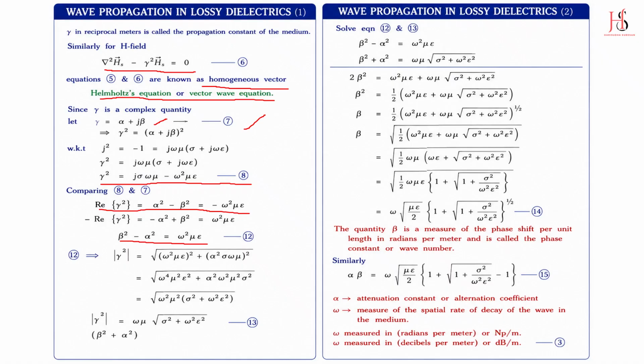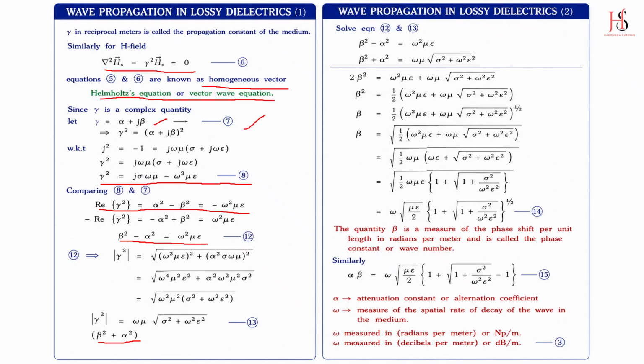So therefore the magnitude of gamma square can be written as square root of omega square mu epsilon the whole square plus alpha square sigma omega mu the whole square, right? Now if we try to solve it, after taking the common terms outside and solving for the square root, you will be getting magnitude of gamma square is equal to omega mu square root of sigma square plus omega square epsilon square. So here the gamma square is nothing but beta square plus alpha square.